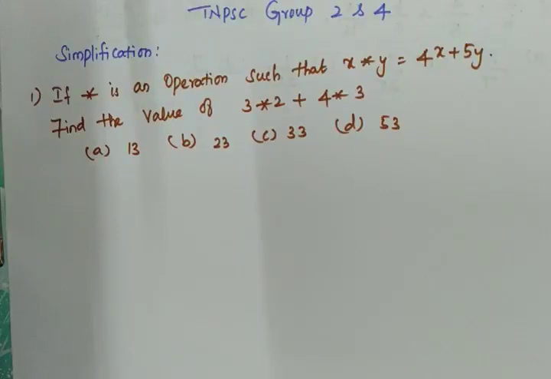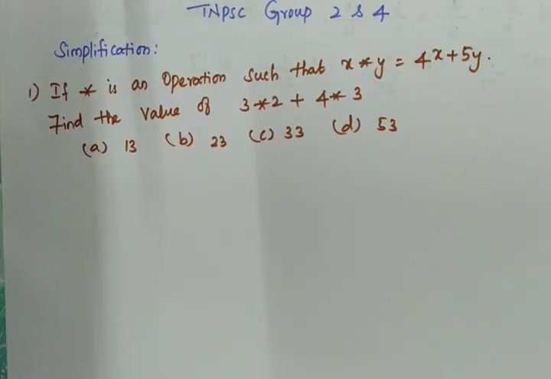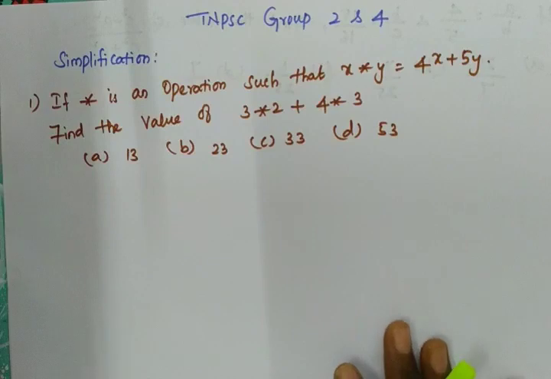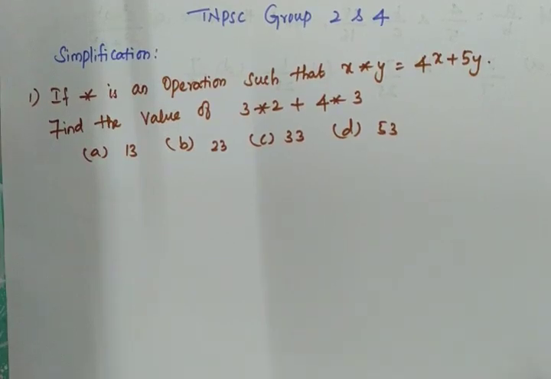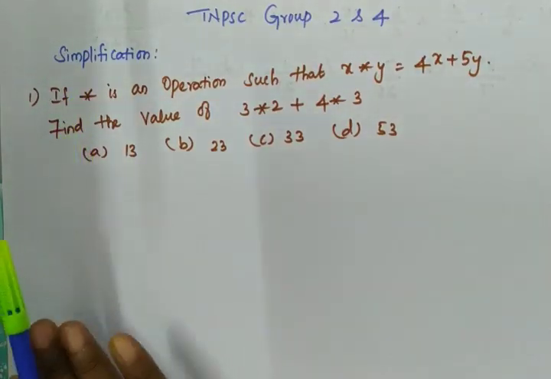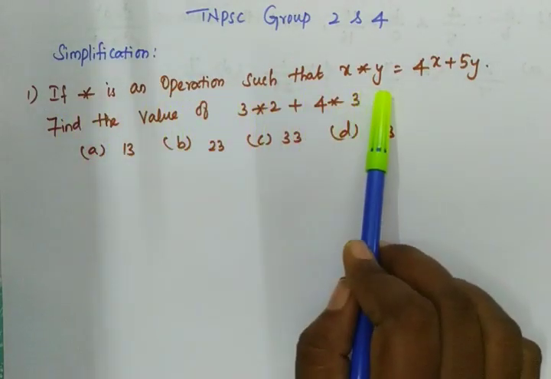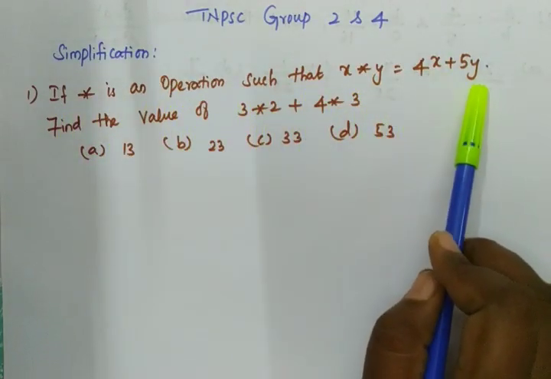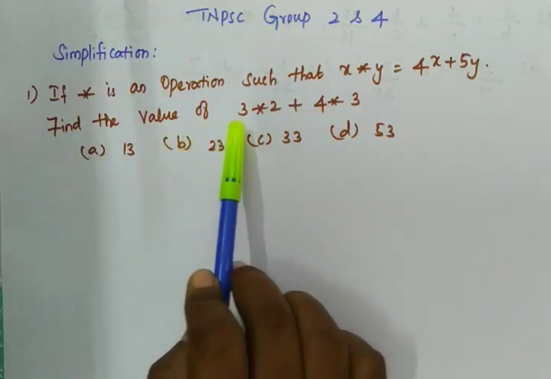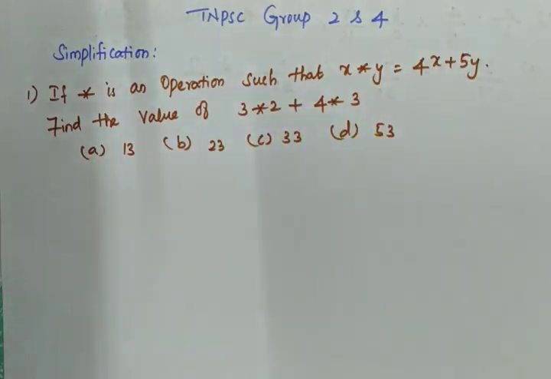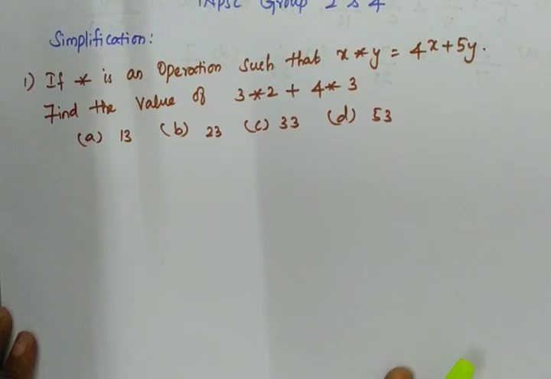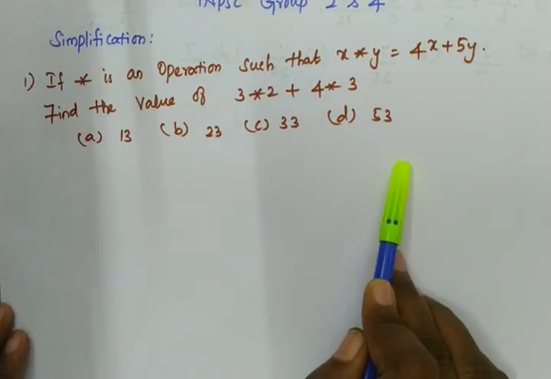Morning. Let us continue our previous session on TNPSC Group 2 and 4 useful mathematics problems. This is simplification. First question: if star is an operation such that x star y is equal to 4x plus 5y, find the value of 3 star 2 plus 4 star 3. So this is the question and these are the options.